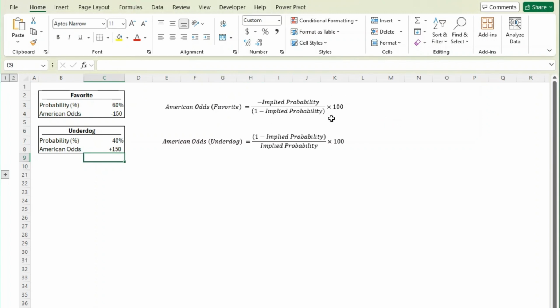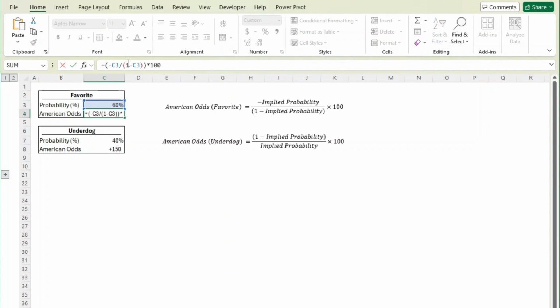So if we look at our formula here, it's the negative probability divided by 1 minus the probability times 100. So in our example here, in Excel, we are assuming a 60% probability. So we are taking negative 60% divided by 1 minus 60% times 100. And that gives us American odds of negative 150, meaning I have to wager $150 to win $100.